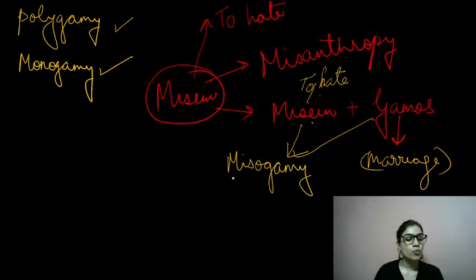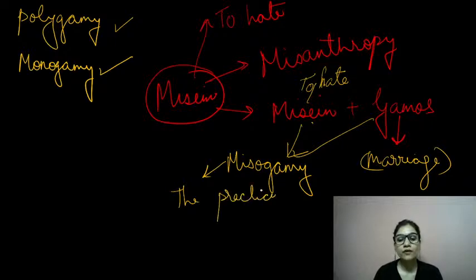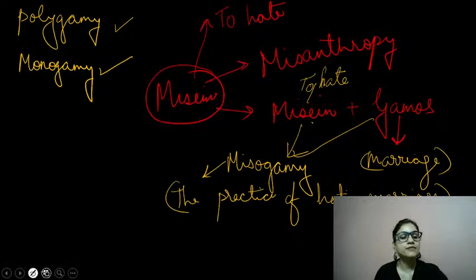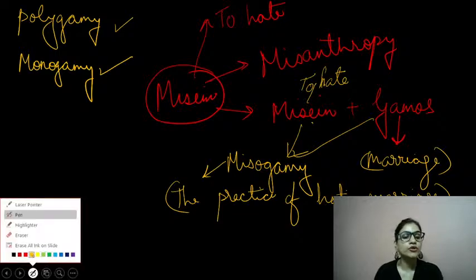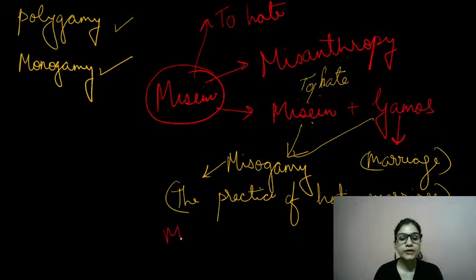What is mesogamy? The practice of hating marriages is what we refer to as mesogamy, right? And similarly, guys, if I add another word to mesogamy, what do I get?